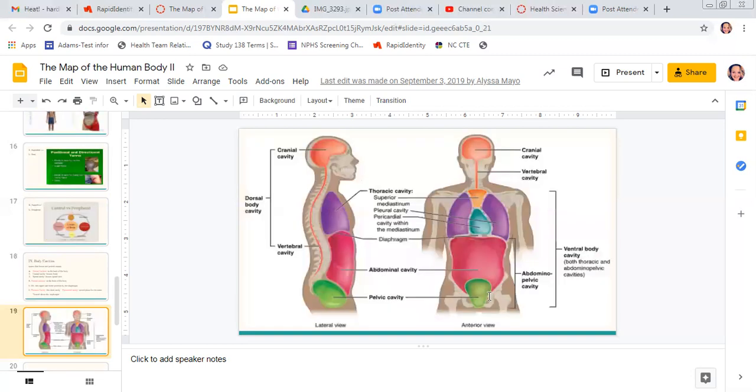So you have all of your cavities listed here, your cranial cavity, your vertebral cavity, or your spinal cavity, where you have your spinal column. You have your ventral body cavity, which has all this fun stuff in it. Then you have your abdominopelvic cavity, which just has the parts that are in your abdomen and pelvis. So remember yesterday when we talked about those different body systems, it may ask you which body system is found in the abdominopelvic cavity, and you would choose digestive because that's where you find your colon and things like that.